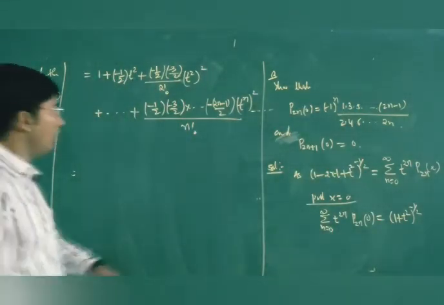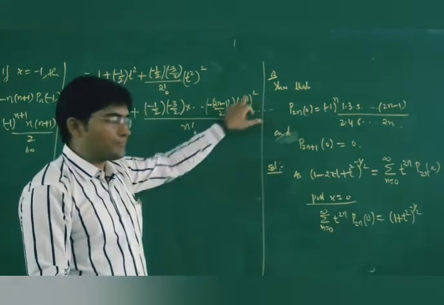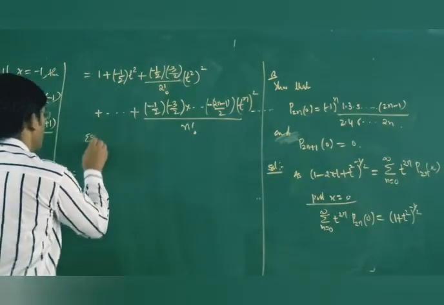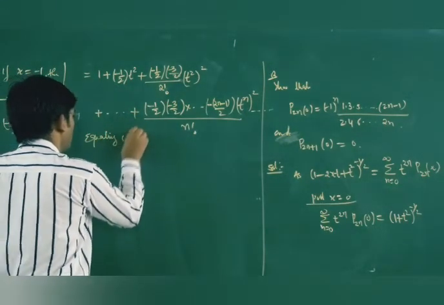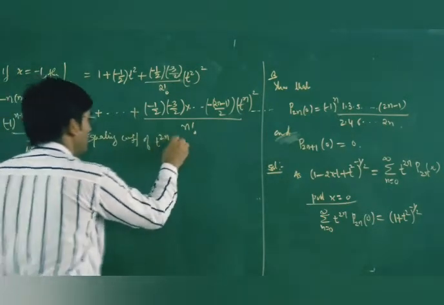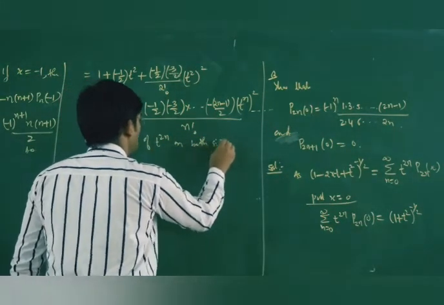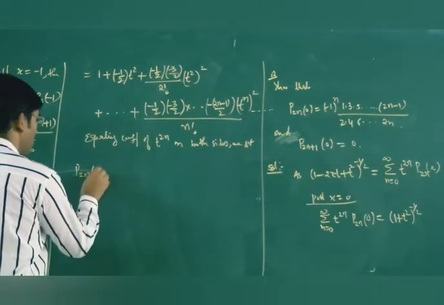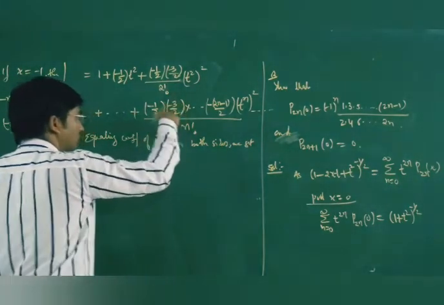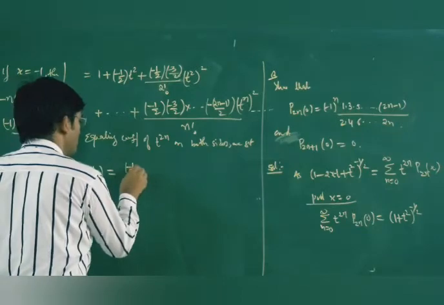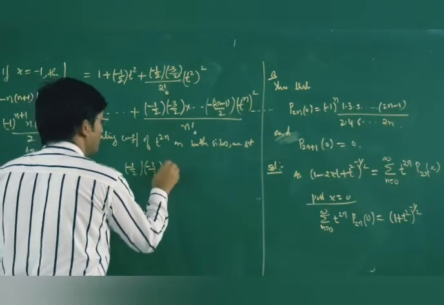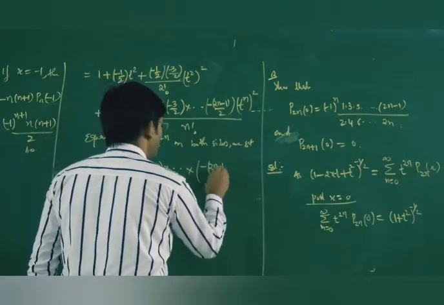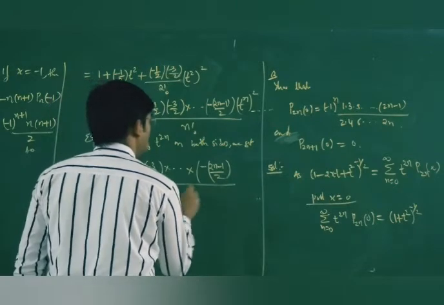So now on equating the coefficient, this is your t power 2n. If you equate the coefficient of t power 2n on both sides, we get in the left hand side P2n(0). Now in the right hand side this is your t power 2n coefficient. So this will be minus 1 by 2, minus 3 by 2, then up to minus (2n minus 1) upon 2, then divided by factorial n.